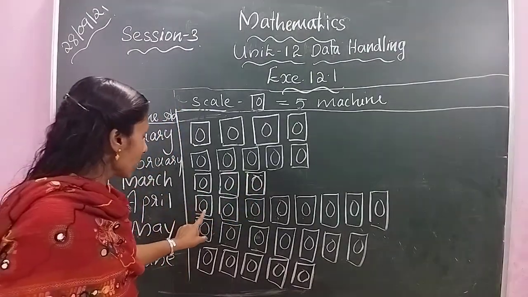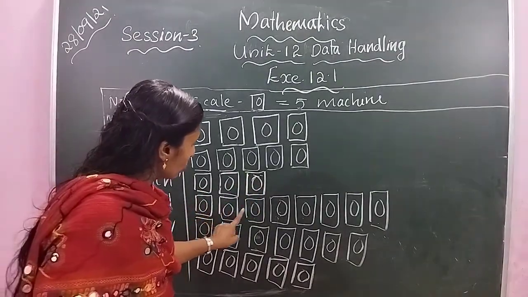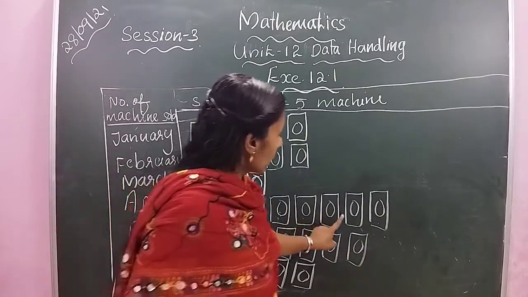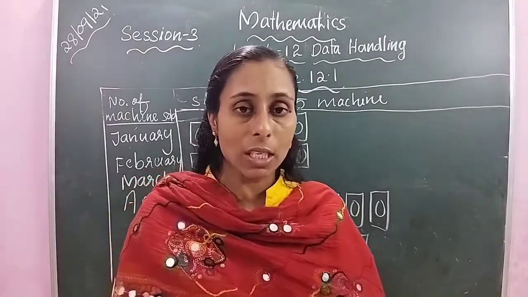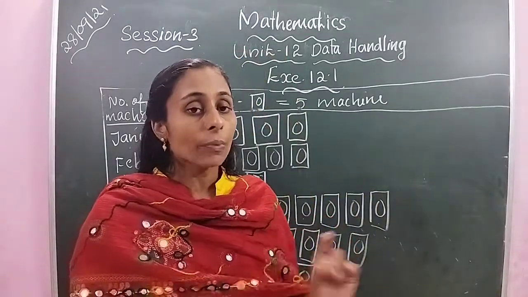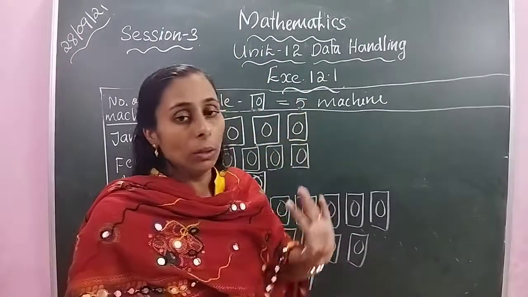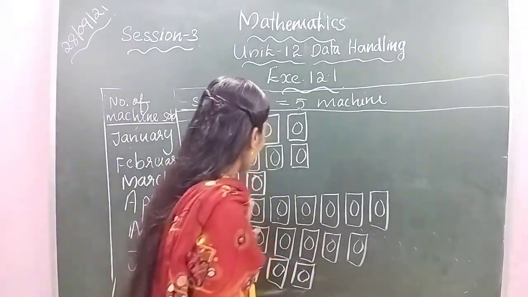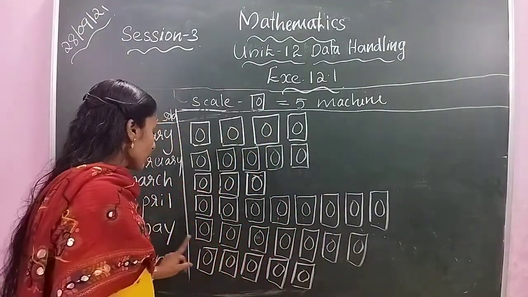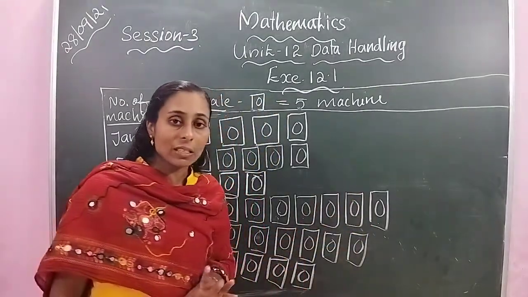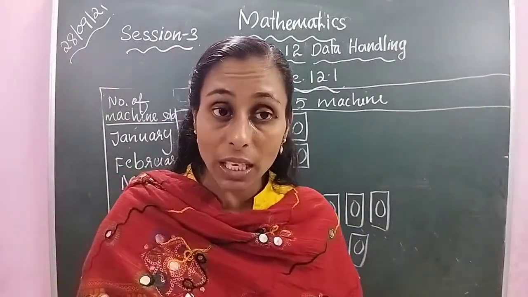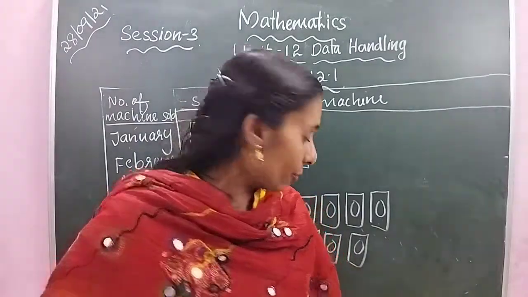April, how many symbols are there? 1, 2, 3, 4, 5, 6, 7, 8 symbols are there. 8 symbols represent 40 machines. How? One symbol represents 5 machines. So 8 symbols represent 40 machines. May 1, 2, 3, 4, 5, 6, 7. 7 symbols. 7 symbols means 7 5s are 35.